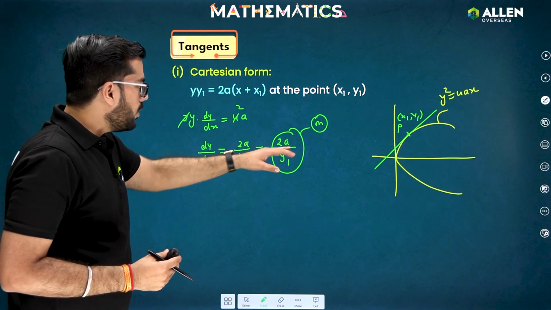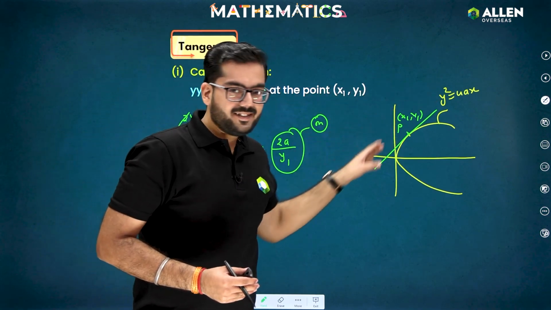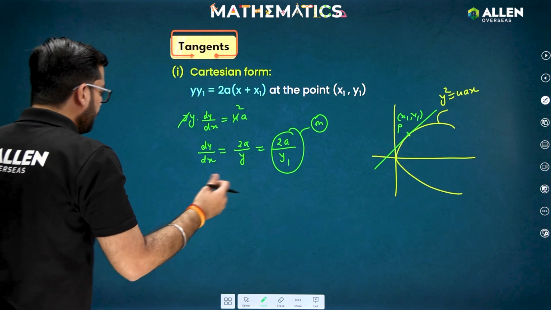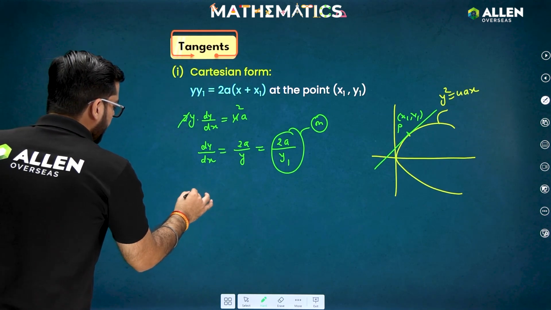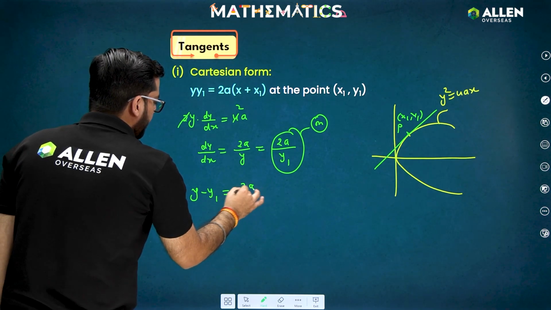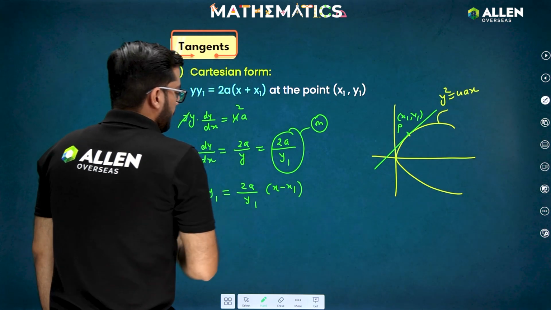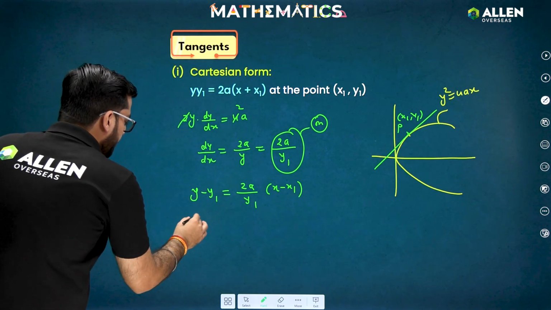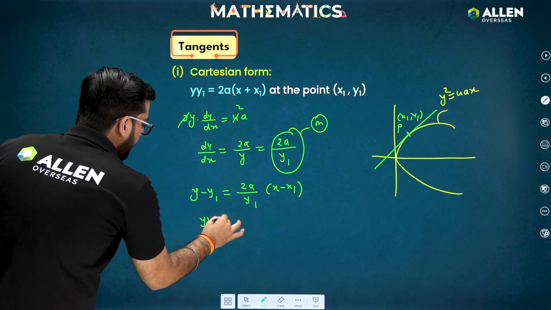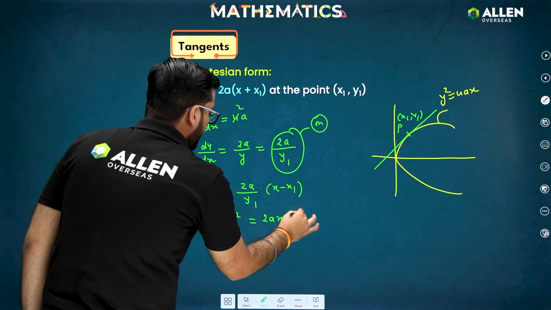Now, you have a slope, you have a point. So what are you waiting for to design the equation of this tangent? You can use your point slope form, then you will get y minus y1 is equal to m, that is 2a upon y1, into x minus x1. Now do the cross multiplication, you will get y into y1 minus y1 square is equal to 2ax minus 2ax1.